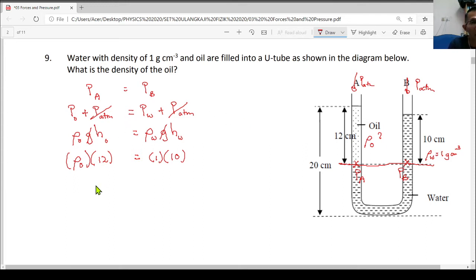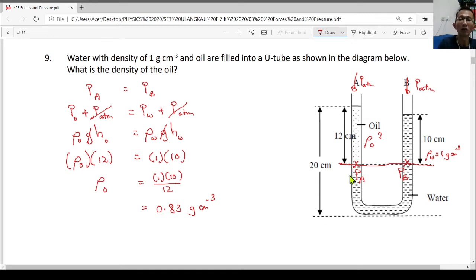Alright, so let's calculate the density of oil. That would be 1 multiplied by 10 divided by 12. So what do you get? Okay, 0.83 gram per cubic centimeter. So that is the density of oil. Simple, right?